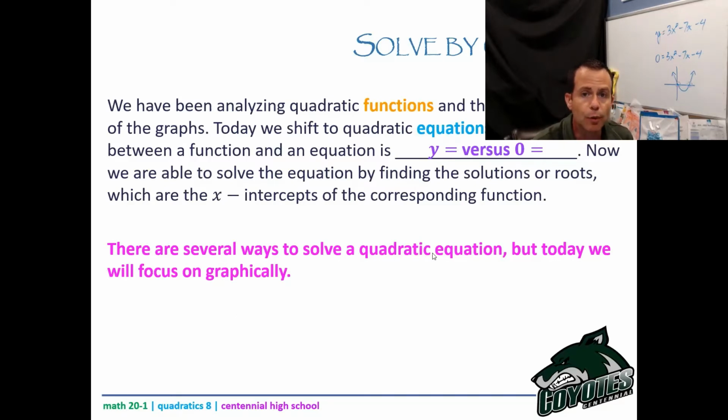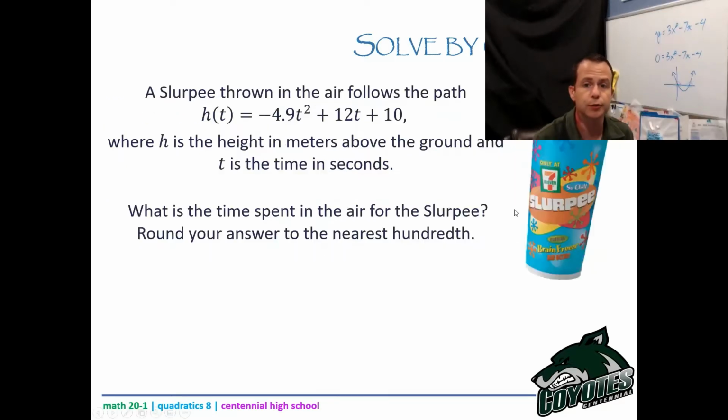All right, so what I'm going to do is we're going to use this slurpee scenario, and we're going to look at a bunch of different sorts of questions that we could ask you and how we would answer them using graphing technology, okay? A slurpee thrown in the air follows the path h of t equals negative 4.9 t squared plus 12t plus 10, where h is the height in meters above the ground and t is the time in seconds. Okay, first thing I want you to do is go ahead and get a picture on your graphing calculator. And I'm going to do it with you.